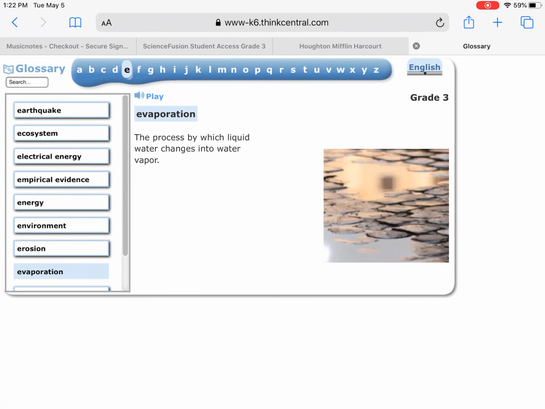Evaporation is the process by which liquid water changes into water vapor. So evaporation is when you heat up water and it turns into a gas. So if you look at the picture, you can see the steam coming off the ground, and then all the water disappears because it evaporated into the air.